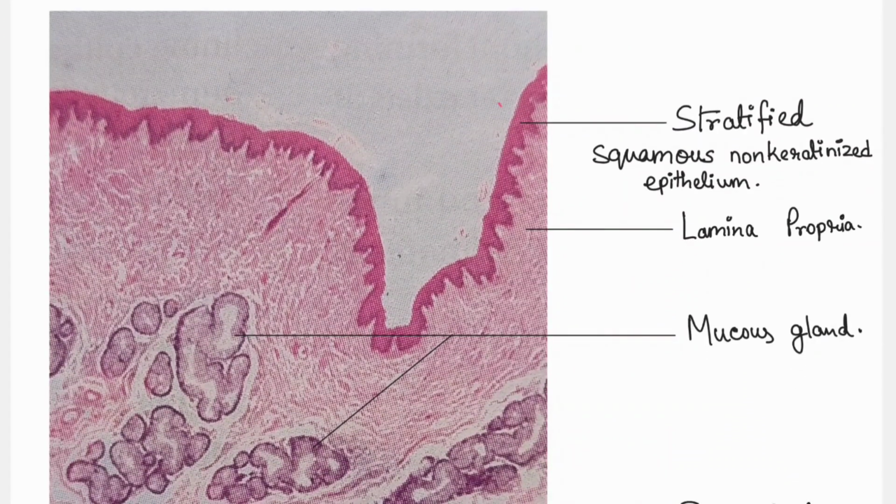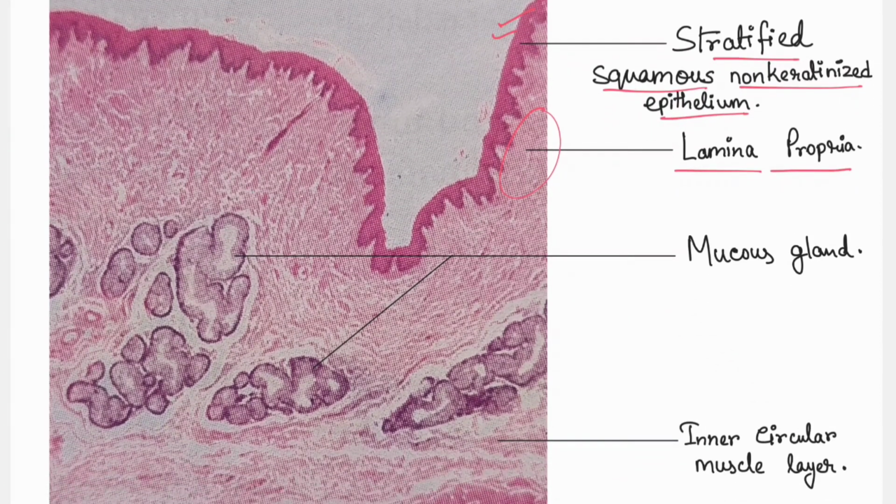So this one, the innermost layer, is the stratified squamous non-keratinized epithelium. After that, this region is the lamina propria region. After that, these are the mucous glands.